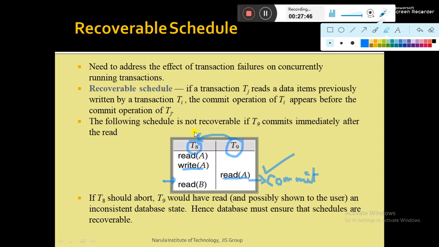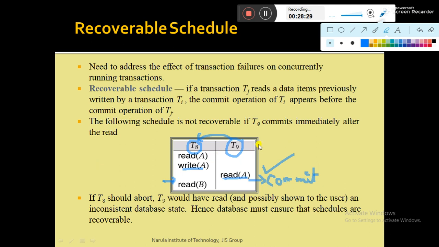As T8 is rolled back and T9 is dependent on T8, T9 also needs to be rolled back. But T9 has already been committed. If a transaction has already been committed, you cannot roll back, because commit means all the data items are saved in the database permanently. You cannot alter them, so you cannot roll back T9. That kind of schedule is known as a non-recoverable schedule.